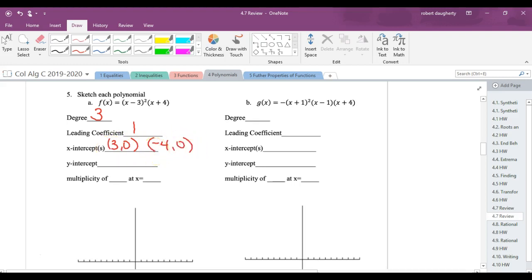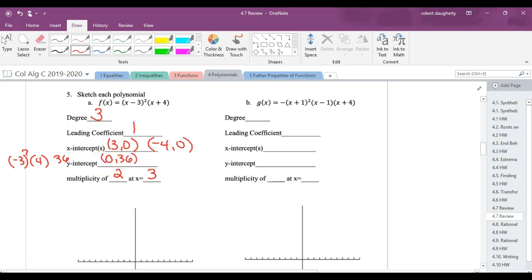I can see that there is a multiplicity of 2 at x equals 3. Okay. The y-intercept, what do you get when x is 0? If I plug in a 0 there, I'm going to get -3 squared times 4. So that's 9 times 4, that's 36. So the y-intercept is the point (0, 36).